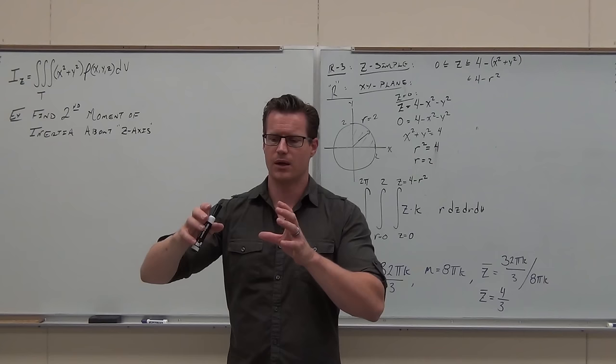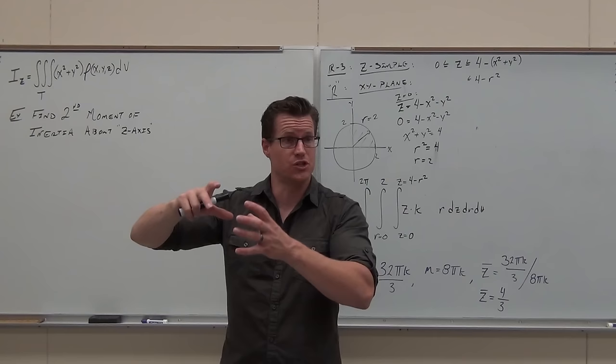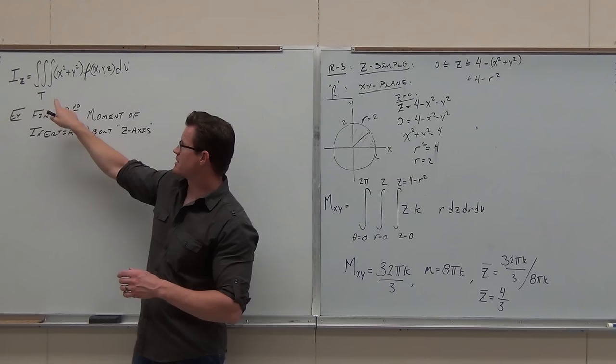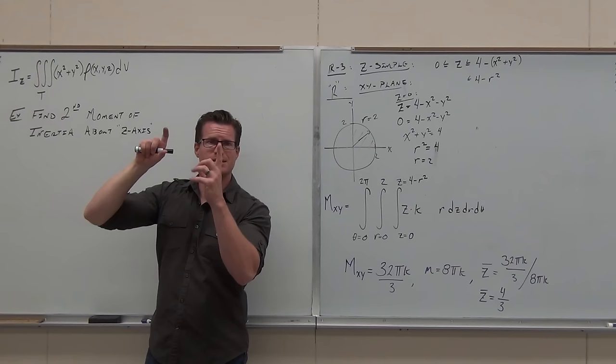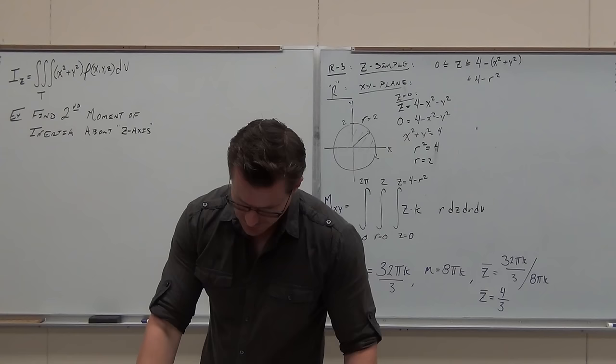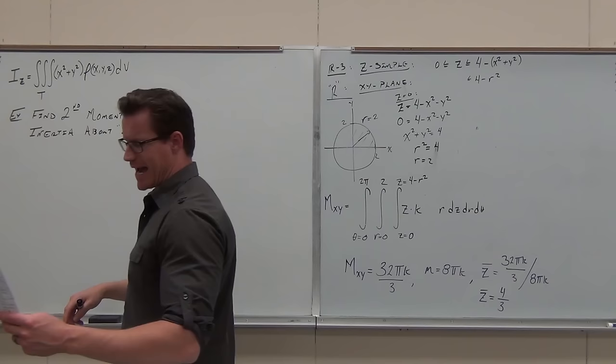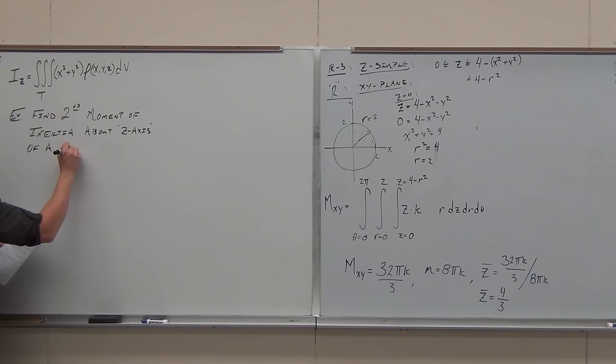So with inertia, we call it a second moment. What that is, is how hard it is to get that object, the region, moving about whatever we're saying. So we're talking about this: how hard is it to get this 3D thing moving around this axis? How hard is it to get started? That's basically it. So let's find the second moment of inertia about the z-axis of a homogeneous solid. Is it important that you know that? Yes.